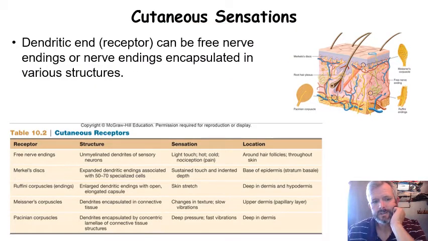So here we are looking at the cutaneous receptors, those that lie within the skin here, or just below the skin. We have free nerve endings, which handle light touch, which would be a mechanoreceptor, hot and cold, our thermoreceptors, and nociception, pain. We have Merkel discs. We have Ruffini corpuscles. You see the Ruffini corpuscles here.